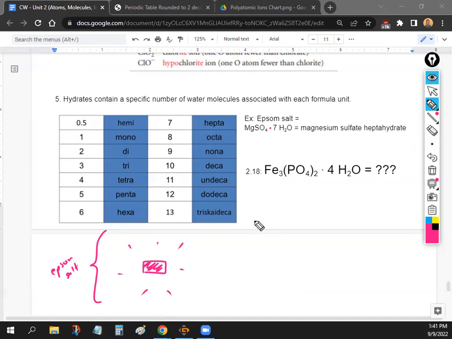So I'll give you guys about a minute and a half to try 2.18. Try to write the name of this hydrate. And then after that, we'll go into the last practice problems and then we'll be done for today. Just take a minute and a half to do that.